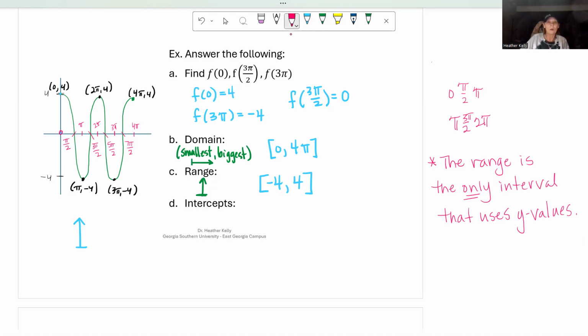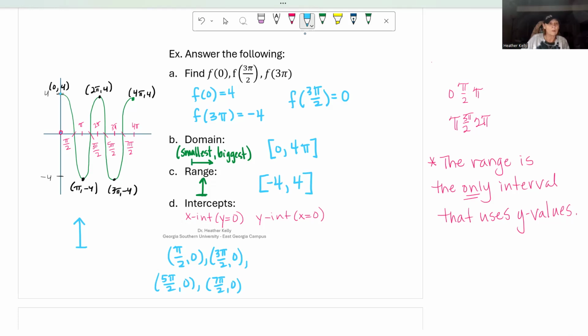And now finally, we're going to ask for the intercepts. Remember, our x-intercepts happen when y is equal to 0, and our y-intercepts happen when x is equal to 0. We can again read all this right off of our graph here. Our x-intercepts are (pi over 2, 0), (3 pi over 2, 0), (5 pi over 2, 0), and (7 pi over 2, 0).